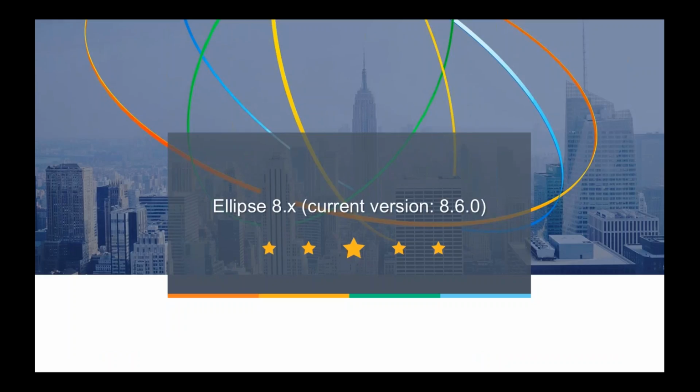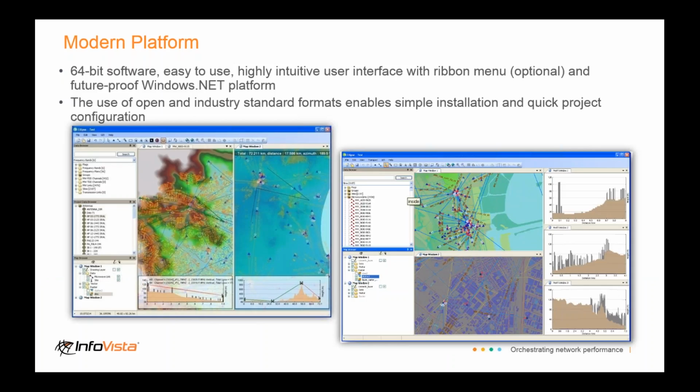All right, let's go now into Ellipse directly. I'm going to be doing a little bit of slides, and also I'm going to do a live demo of the tool itself. So I'll be jumping back and forth between the two. So the first thing I want to show here is Ellipse is a very modern platform. It's actually a 64-bit application, and that it has a very intuitive user interface. It's very colorful, as you're going to be noticing when I show you the tool. You can actually see that from these snapshots as well. It has a ribbon menu, and it's developed on a Windows .NET platform that's future-proof.